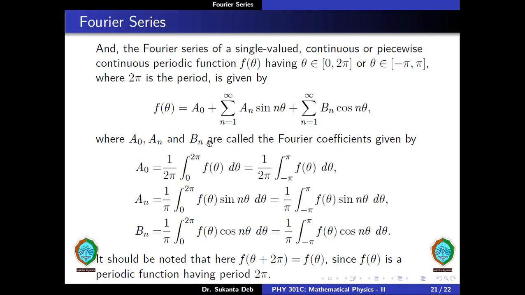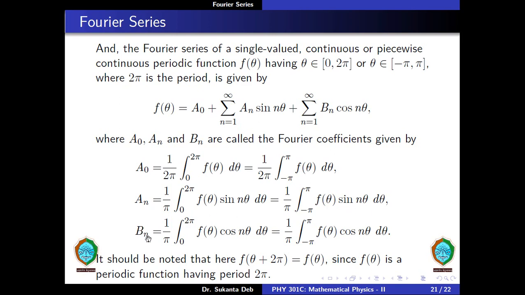where a naught, a n and bn are called the Fourier coefficients given by a naught is equal to 1 by 2 pi integral 0 to 2 pi f theta d theta. This is again the average value of the function over the complete period. And this 0 to 2 pi can be written as minus pi to pi, and therefore a naught is equal to 1 by 2 pi into integral minus pi to pi f theta d theta. Similarly we can find a n is equal to 1 by pi into integral 0 to 2 pi f theta sin n theta d theta, and this is also equal to 1 by pi integral minus pi to plus pi f theta sin n theta d theta.